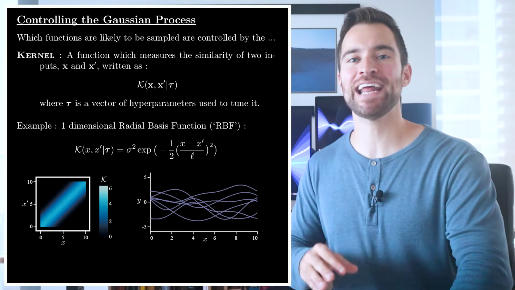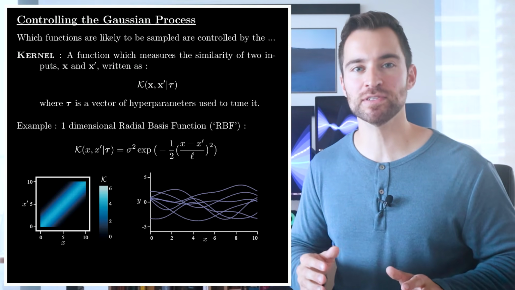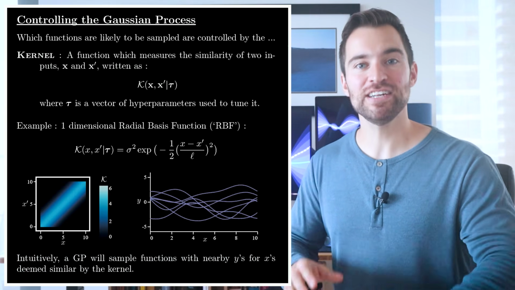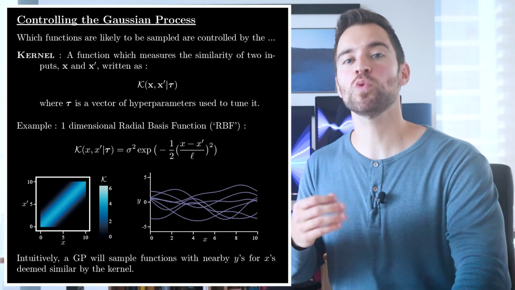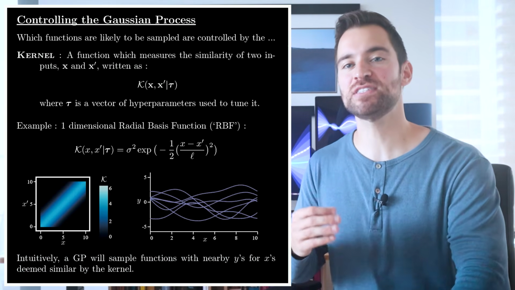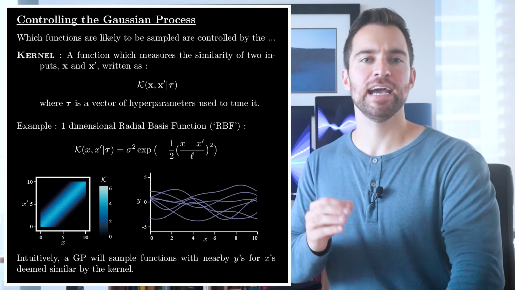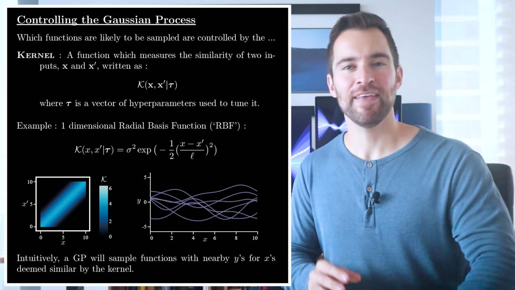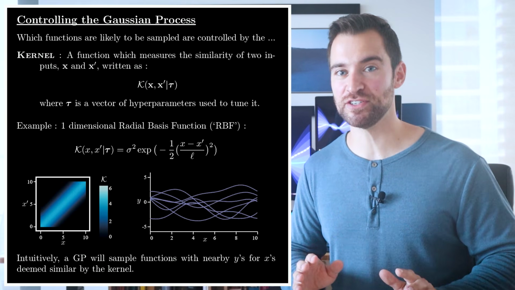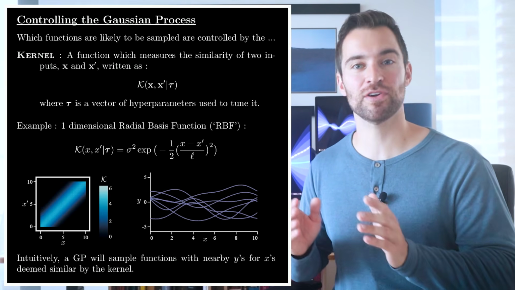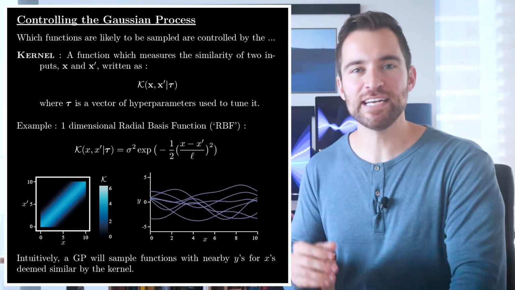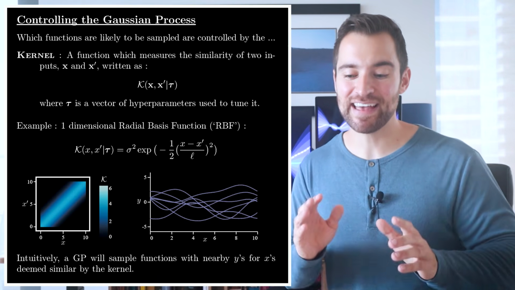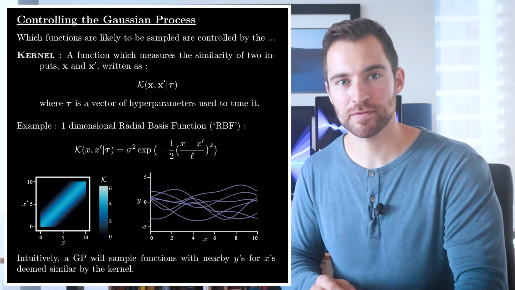Now, I know I didn't explain how exactly the kernel produces these samples, but I can describe how they relate. The idea is, the GP will sample functions with close y values for x's deemed similar by the kernel. In other words, you get similar y's for similar x's. Got it? That's important intuition, so make sure to repeat it to yourself. Similar y's for similar x's. Now, in the case of the RBF, if the x's are close in distance, then so are the y's, and that gives you these nice smooth curves.